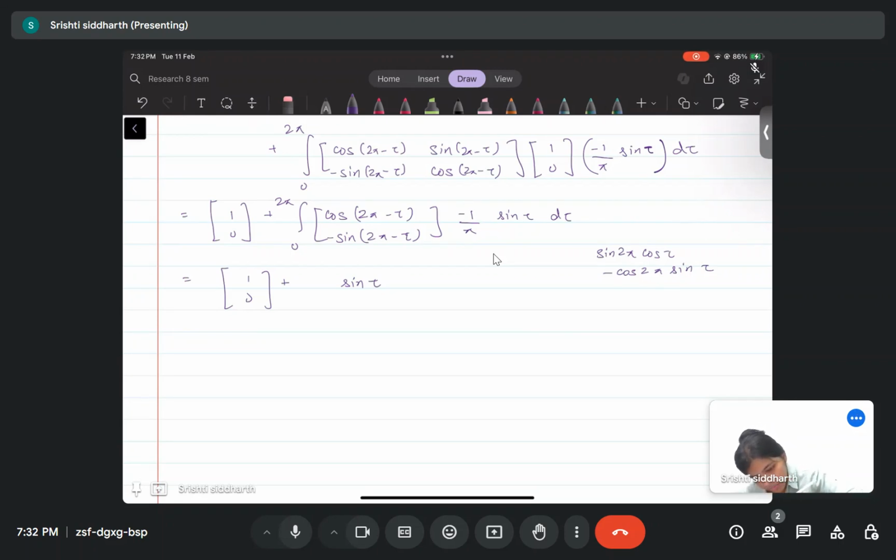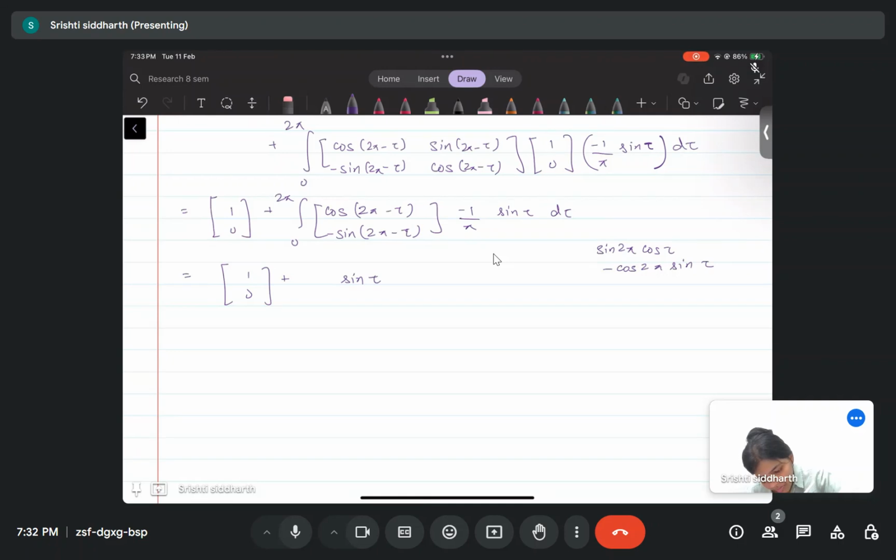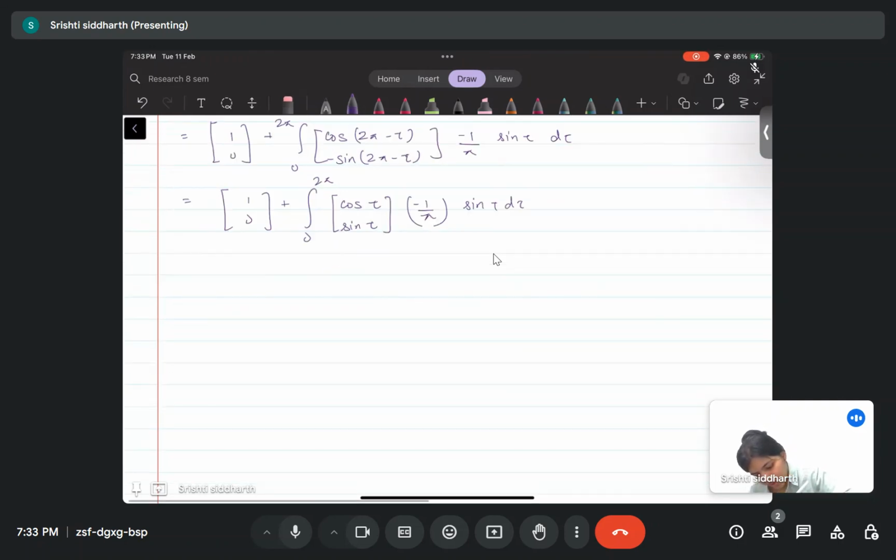So we have plus sine tau again. So this is cos of tau, 0 to 2 pi, minus 1 by pi sine tau. So this becomes, I'm going to take this outside. I have 0 to 2 pi cos tau sine tau. And then we have 0 to 2 pi sine square tau.